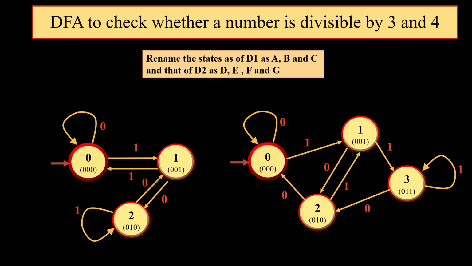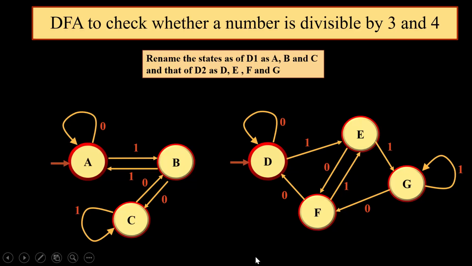Now we want to check whether a number is divisible by 3 and 4. We will consider both the DFAs. One is for divisible by 3, another is for divisible by 4, which we have generated in the previous slides. Now we will rename them and we will name them D1 and D2, two DFAs. We will rename the states as A, B, C, D, E, F, G.